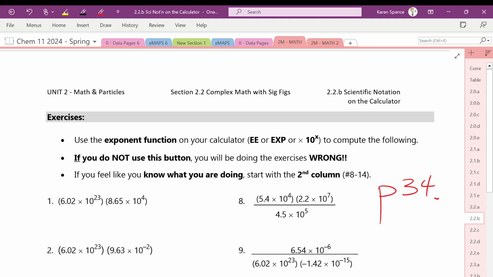And if you finish numbers 1 to 10, you might as well do 11 through 14. Okay?